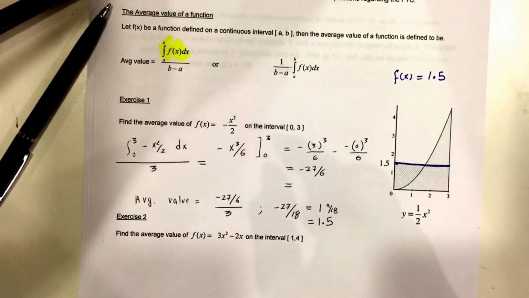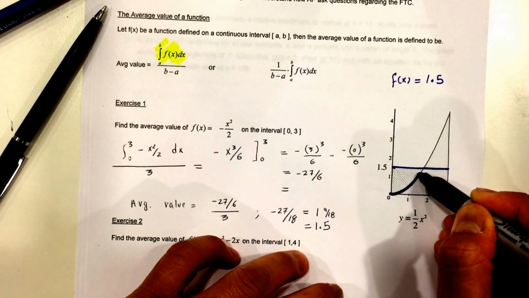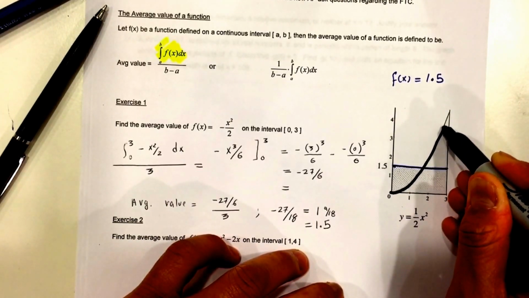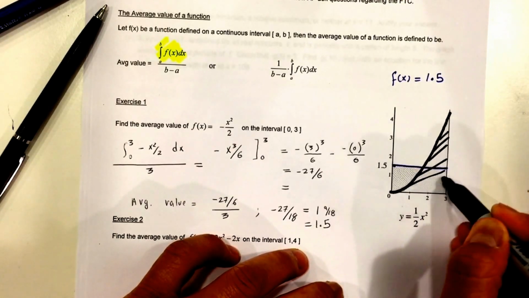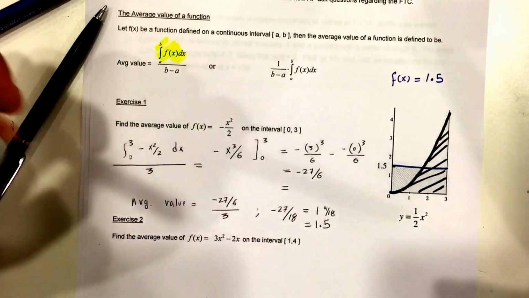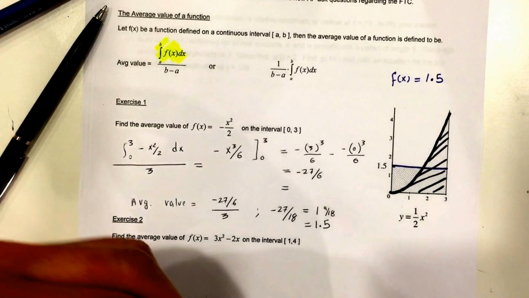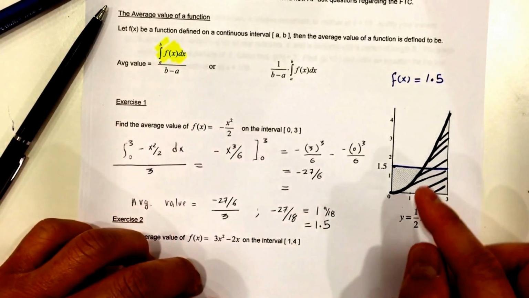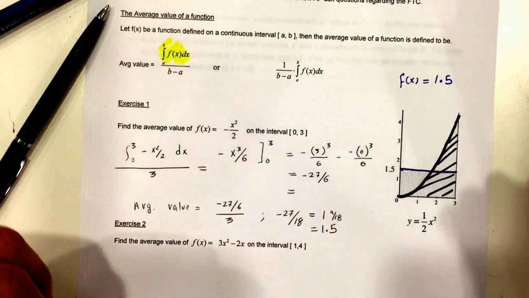Now this is the original graph, and the area under that graph will be the same as the area under the average value curve. And that's the meaning of the average value. It's an average value so that the area under its curve is the same as the area under the original function.